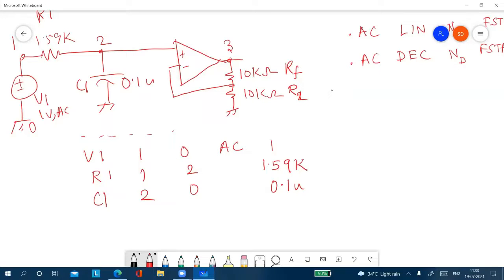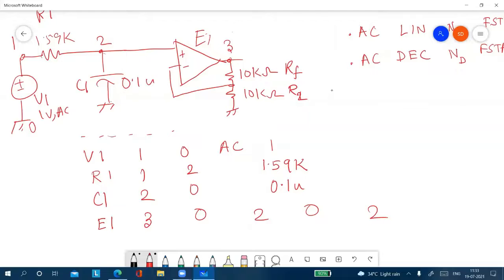Then we have a dependent source. Op-amp means a voltage controlled voltage source. So how to write the op-amp? E1 is the op-amp. E is a dependent voltage controlled voltage source. E1, then how to write? 3 0, because we can get the output from 3 0. And what voltage does it depend on? It depends on 2 0. And what is the pass band gain? 2.